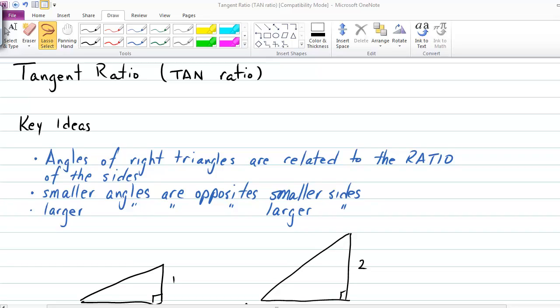Okay, here we are with our first video on trigonometry, and what we're going to look at today is something called the tangent ratio, the tan ratio.